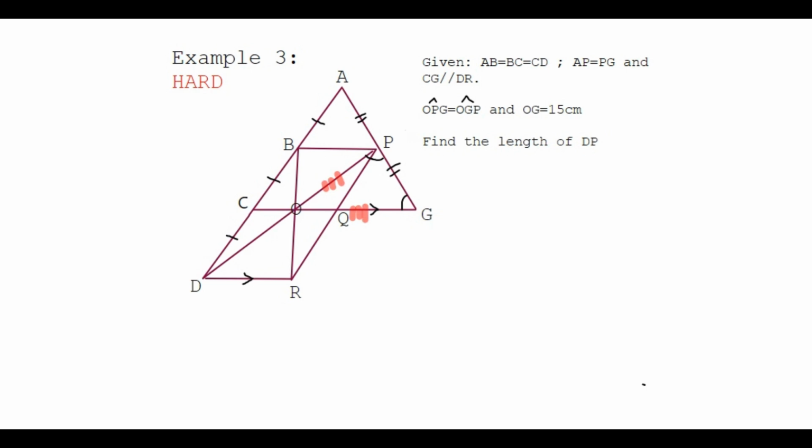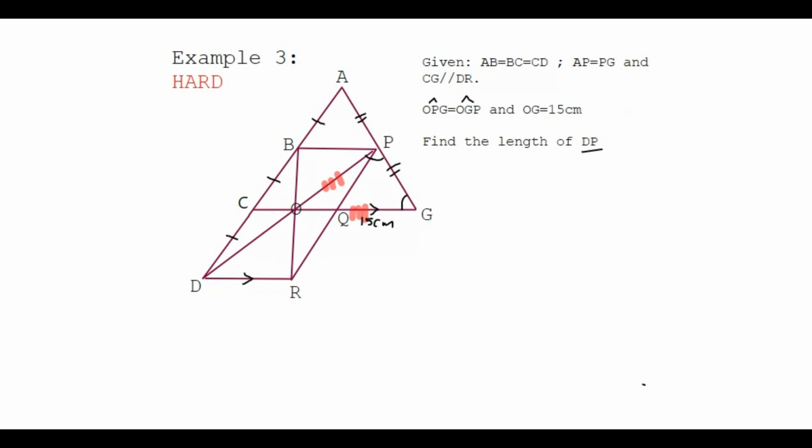Alright, and then they say OG is equal to 15 centimeters. So let's just write this in, 15 centimeters. Now they want you to find the length of DP. Now DP is the diagonal of this parallelogram. Am I right to say that? Okay, I said that to confuse you. We do not know that BDRP is a parallelogram because it's not given to us, so we cannot assume that.